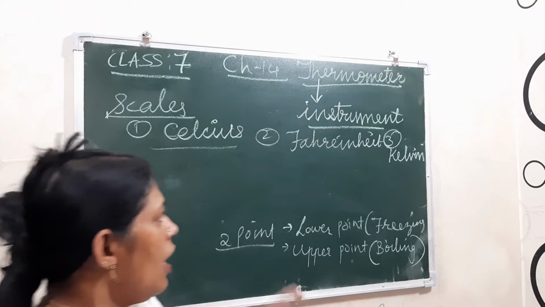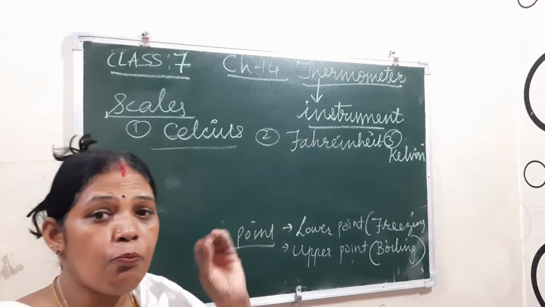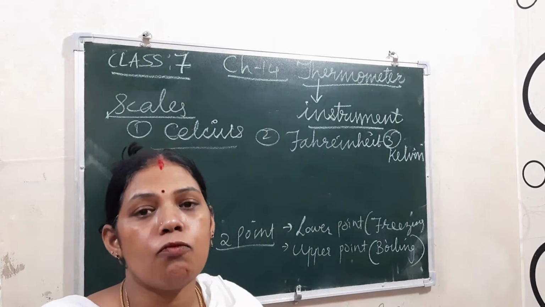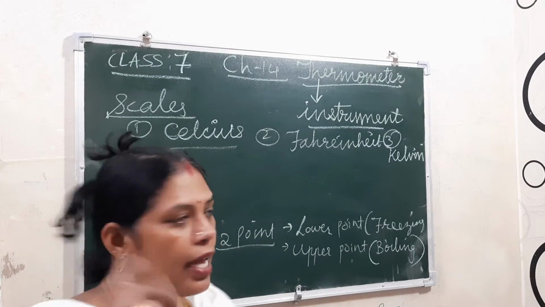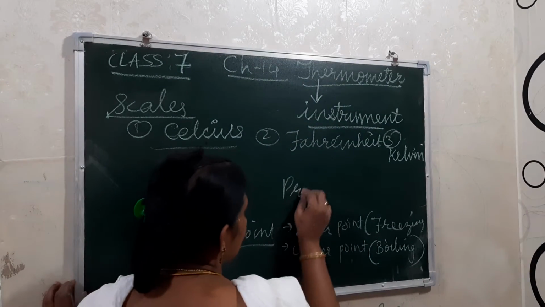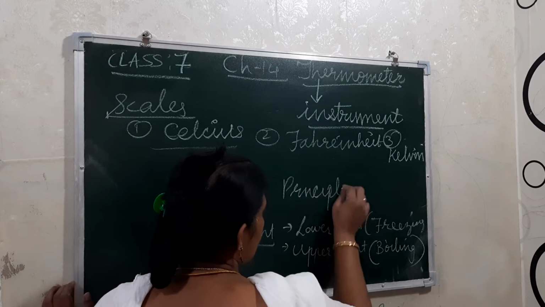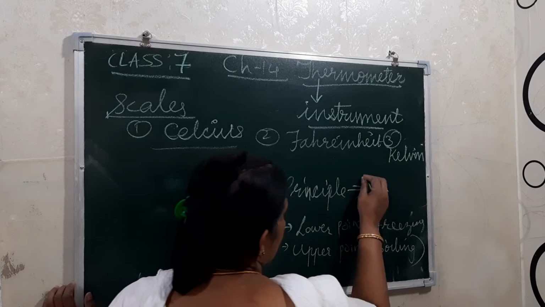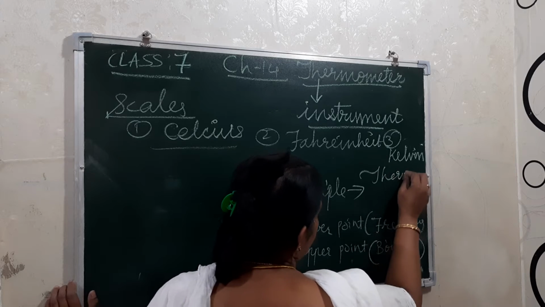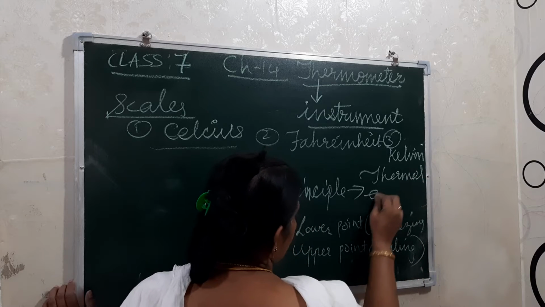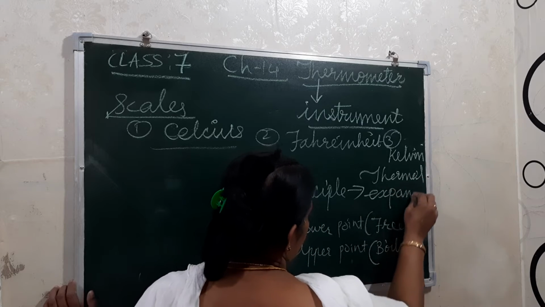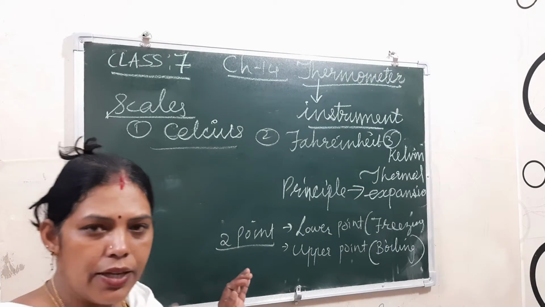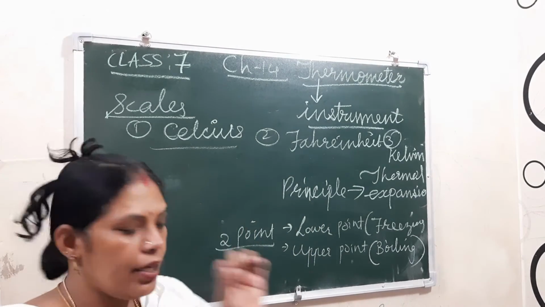And see here, children, what is the principle of this thermometer? The thermometer works on which principle? It actually works on the principle of thermal expansion. Okay, thermal expansion, because the mercury varies. It is actually filled in a thermometer.